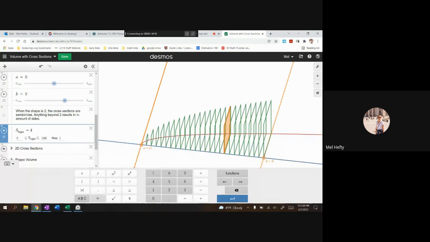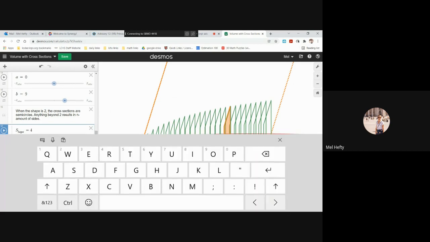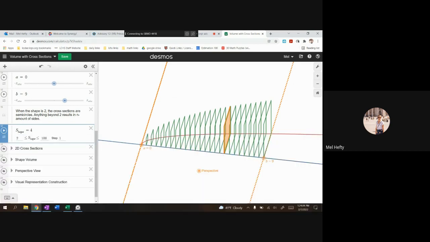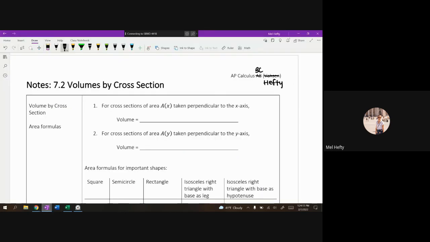All right, so the first one we're going to do is this one, and we're going to look at this as we go. We're going to be drawing our region in the XY plane. We're going to be finding the area of that cross section, and then to find the volume, we're going to integrate the area of that cross section.